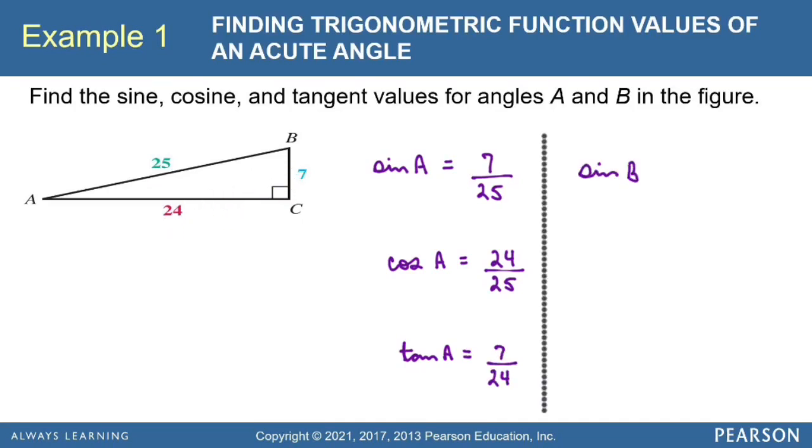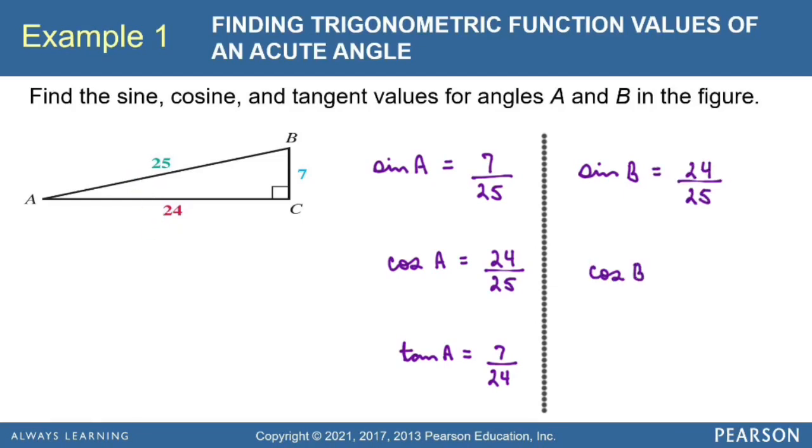And now let's do the same thing for angle B. So this time we have to figure out what sides are opposite and adjacent coming from the perspective of angle B. So when we look at angle B, the opposite side is the 24 and the adjacent side is the 7. So the sine of angle B again is opposite over hypotenuse, but this time the opposite side is 24. So the sine of B is 24 over 25.